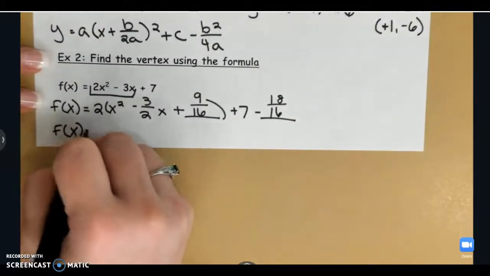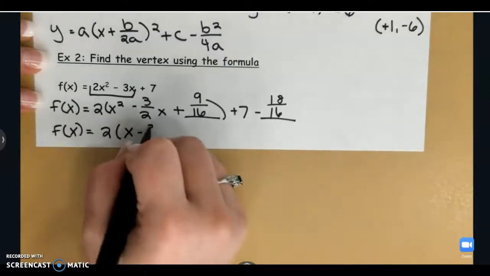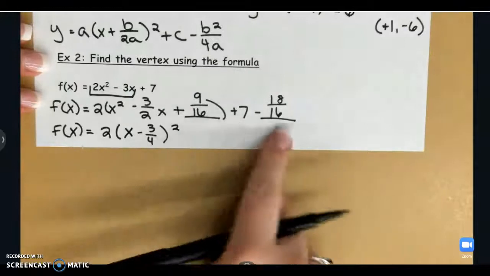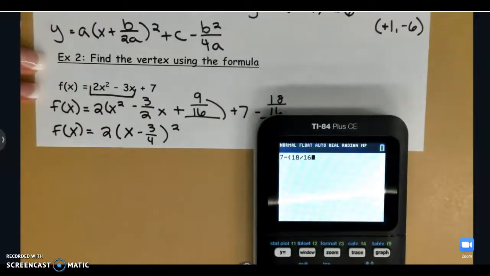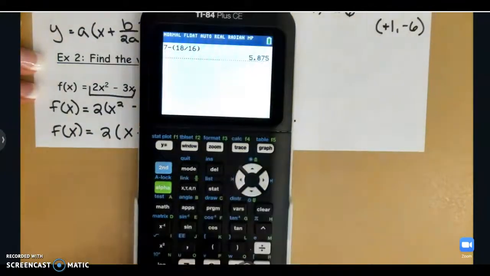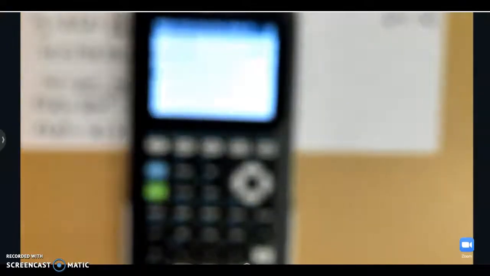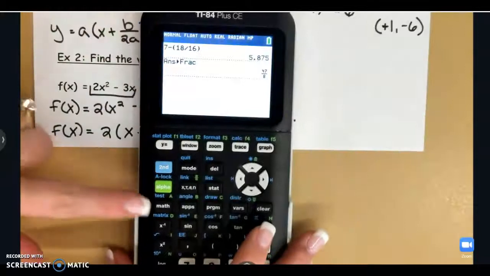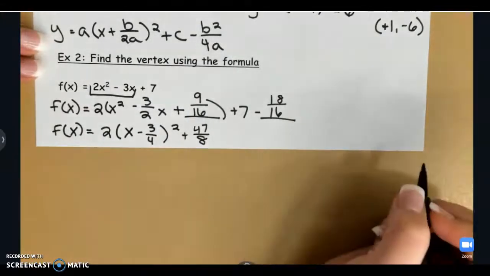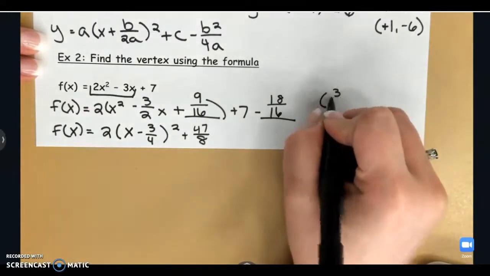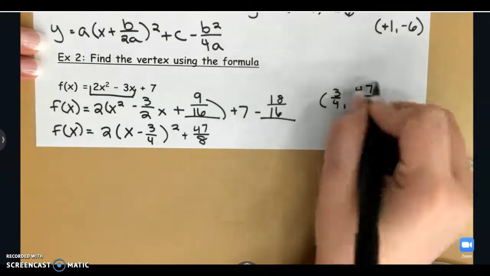So rewriting this in vertex form is going to be 2 times x minus 3 over 4 squared. Now, this is a nasty fraction, and if I don't want to do it in my head, I can do it in the calculator. So 7 minus 18 over 16. And I can convert this into a fraction by hitting the math button, enter, enter. So 47 over 8. And our vertex is (h, k). So (3/4, 47 over 8). That is our vertex.